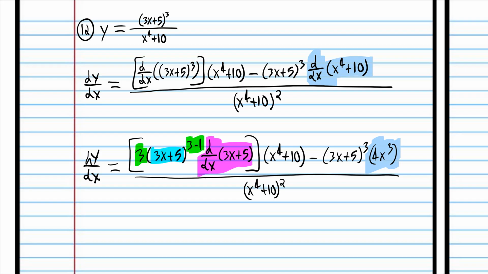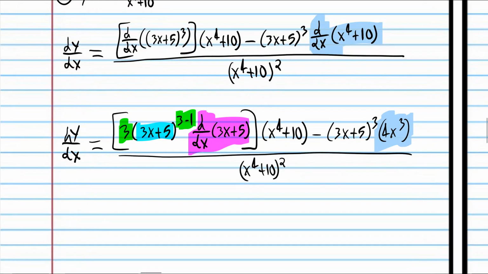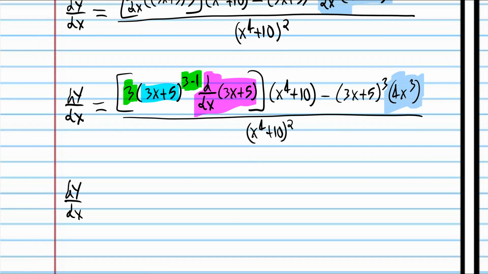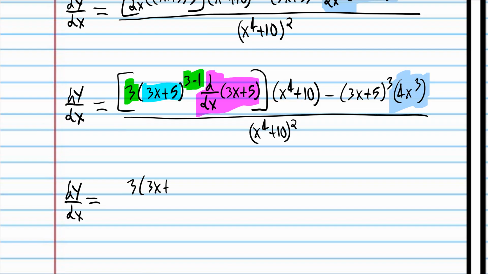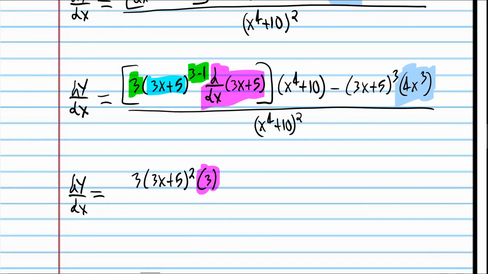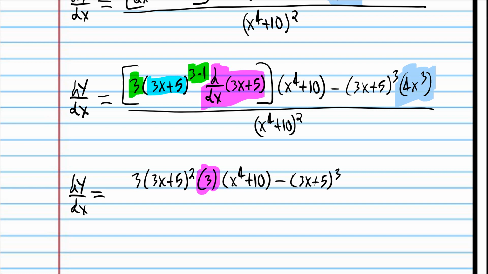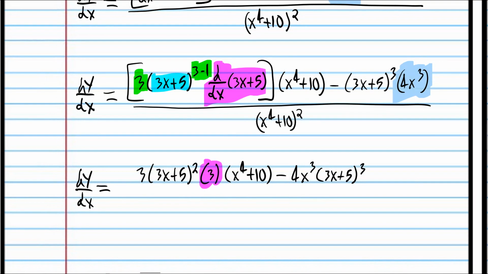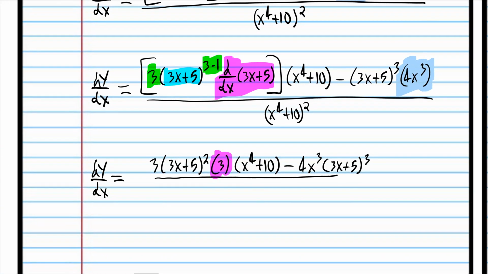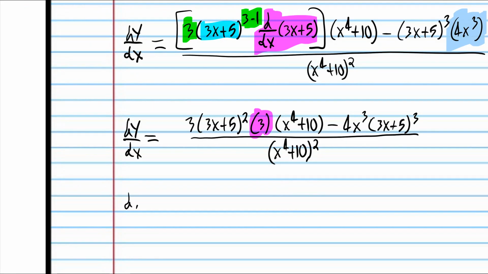So let's make sure that we did all this correctly. Everything looks correct. So now we have 3 times 3x plus 5 to the second power times 3. The derivative of 3x plus 5 is 3. And I'm going to go ahead and move that 4x cubed in front. It's traditional to write a monomial factor in front. And then all of that is divided by x to the fourth plus 10 squared. And then we want to multiply the 3's.